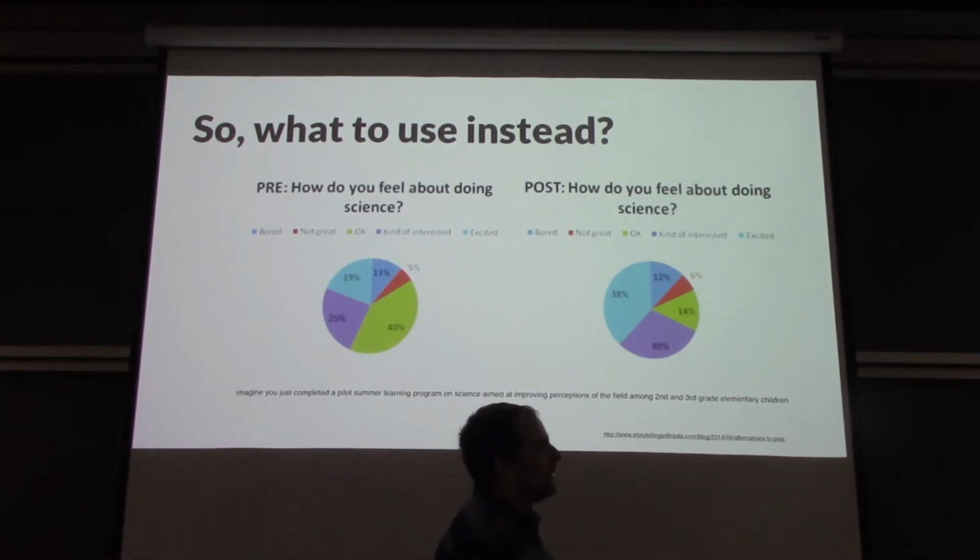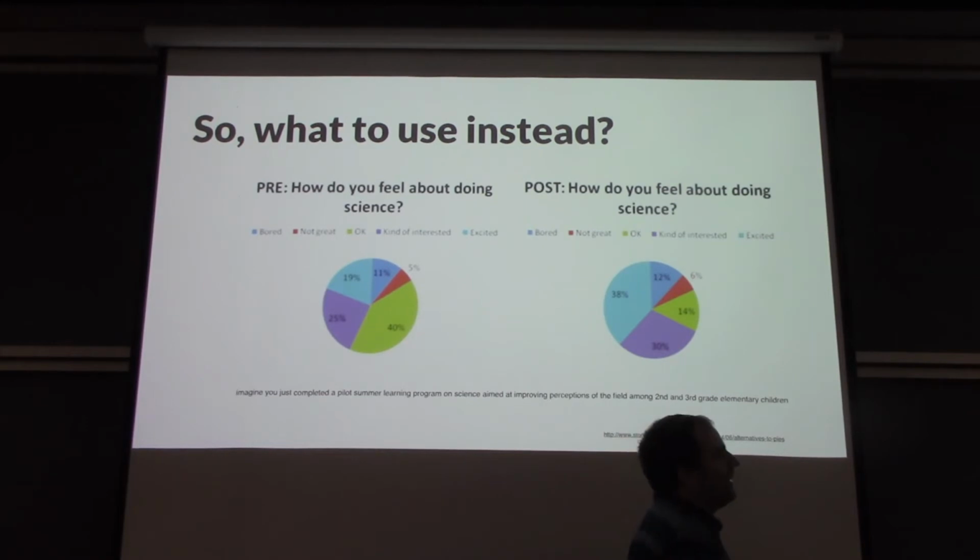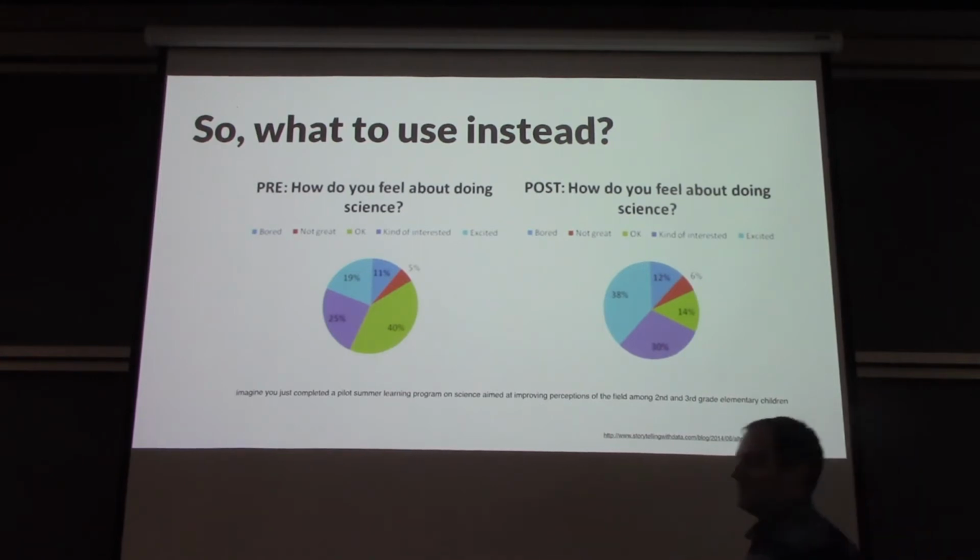The question here was, how do you feel about doing science? And they had 5 choices between bored, not great, okay, kind of interested, excited. In the pre-study questionnaire we can see that 40% of the people said okay, and then 11% were bored and 5% said not great. In this post questionnaire we see that the excited share grew significantly and the okay share shrank significantly.